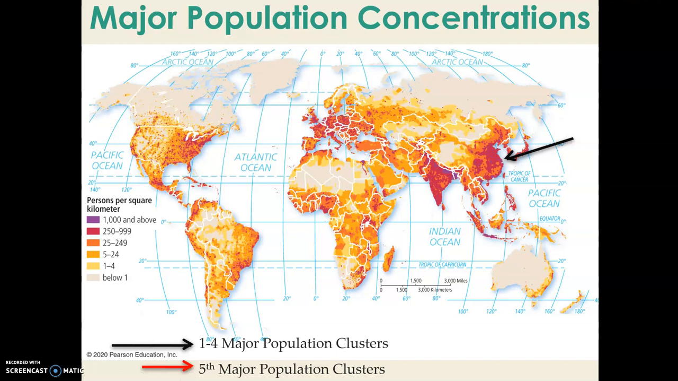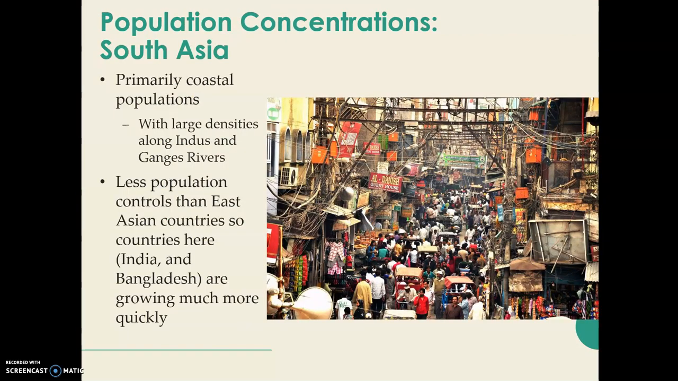If you said the Gobi Desert, you would be correct. Obviously, they have large densities along the Indus River Valley and the Ganges River. They have less population controls than in East Asian countries.